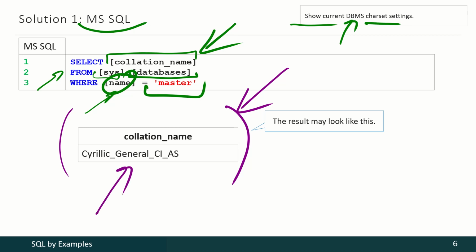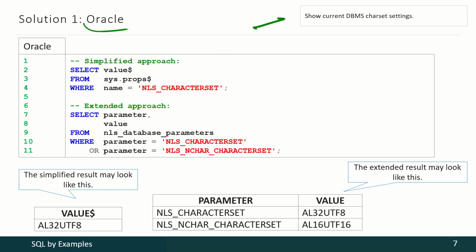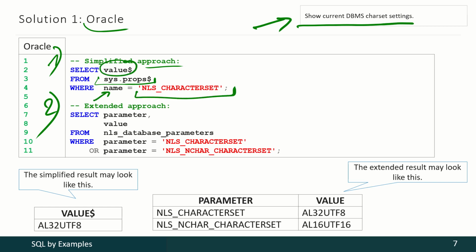In Oracle there are two ways to show current DBMS charset settings. There is a simplified approach and an extended approach. With simplified approach we may use such system view and we shall select the value of a variable with such a name. And after this query execution we shall get the following result, or something like that.